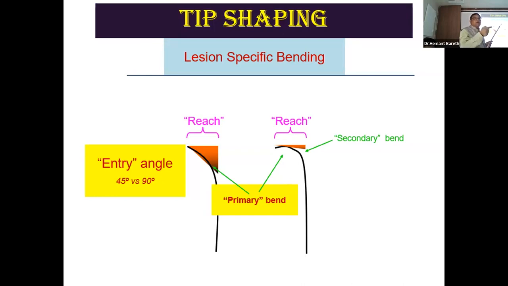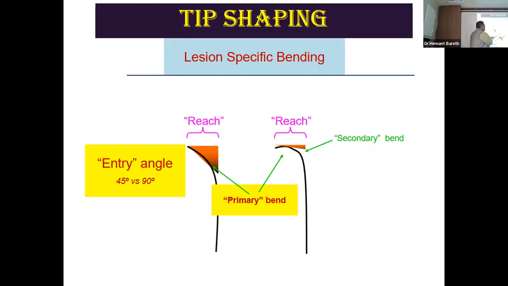If it is a CTO, you can't see the lesion. Therefore, you make only a 1 millimeter bend, so that this bend can pick up micro channels. If you make a bigger bend, then you can never cross a CTO. So either you don't make a bend, or you keep it straight, or you make only a 1 millimeter bend in a CTO lesion. On the other hand, for other types of lesion, depending on what kind of lesion it is, you can make the length of the bend.